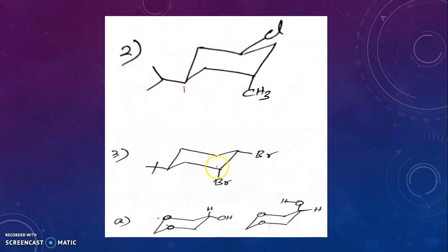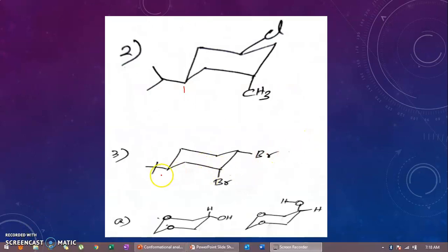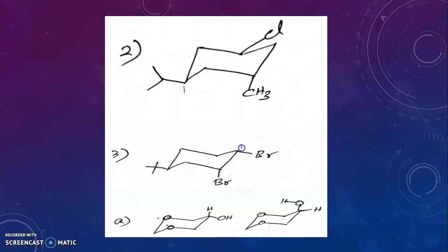Therefore, the preferred position for the tertiary butyl group is equatorial. This is carbon 1, and this is 2, this is 3, and this carbon is carbon number 4. Since 1 and 4 are trans, you should place both groups either in axial position or equatorial position, and the tertiary butyl group should always be placed in equatorial.